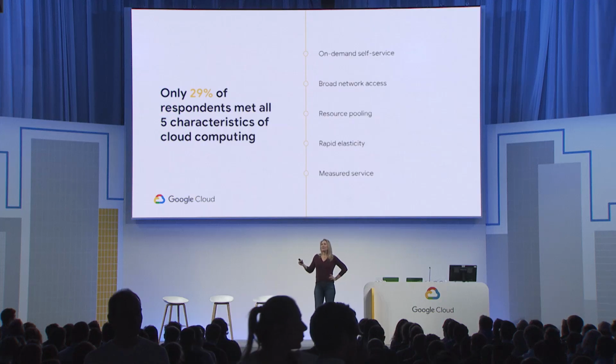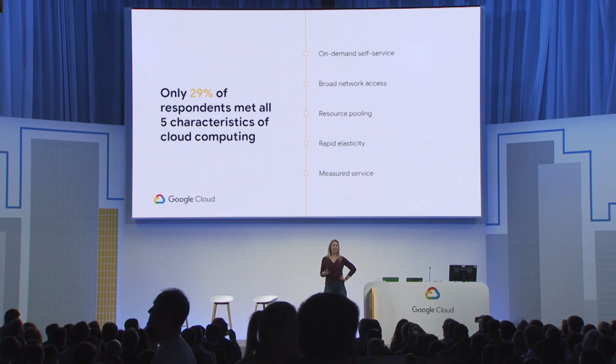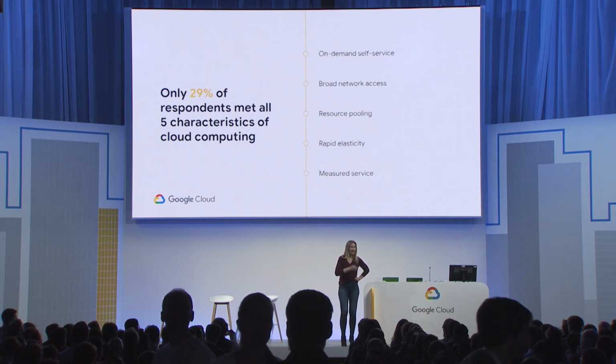Here's what it is: on-demand self-service. You can't put it behind a ticket that requires human intervention. Okay? Doesn't count. Broad network access. You have to be able to access your cloud from several different kinds of devices. Resource pooling. So you have a bunch of resources that you pool and use what you need.